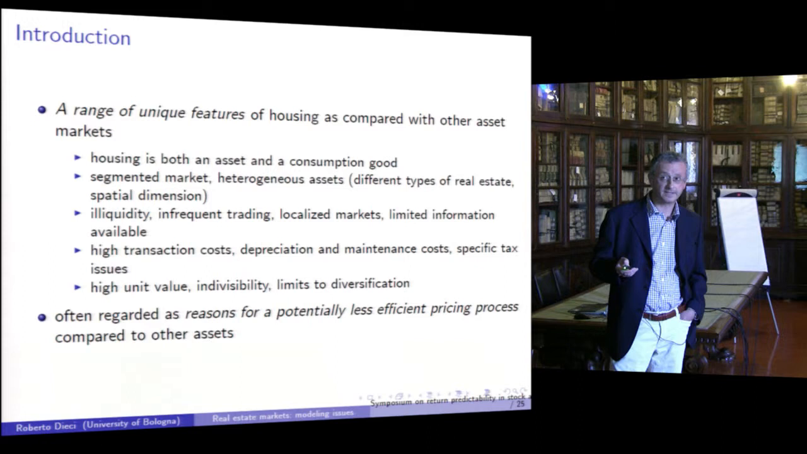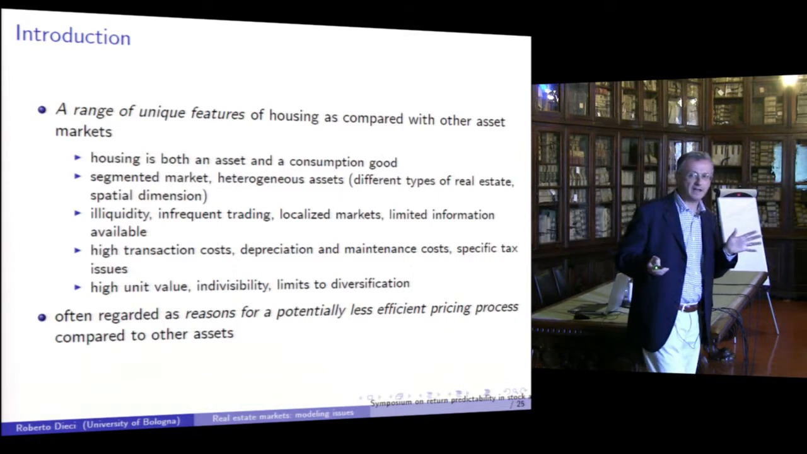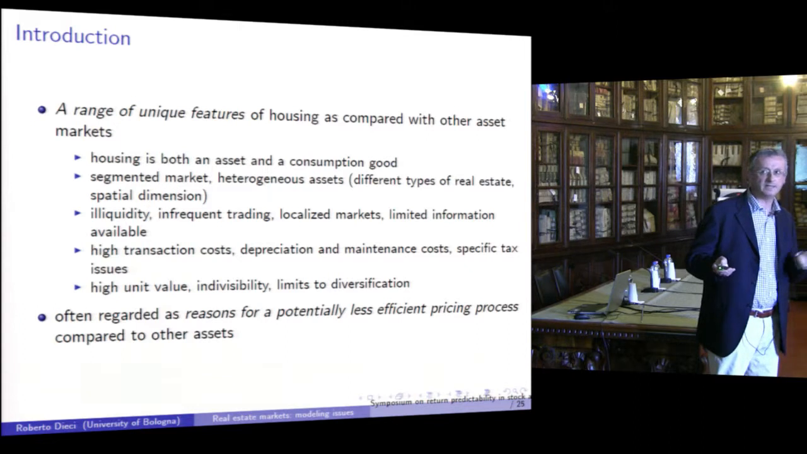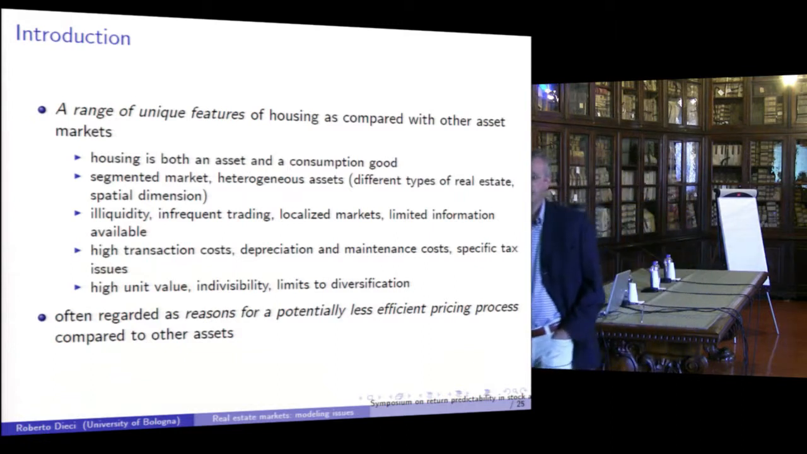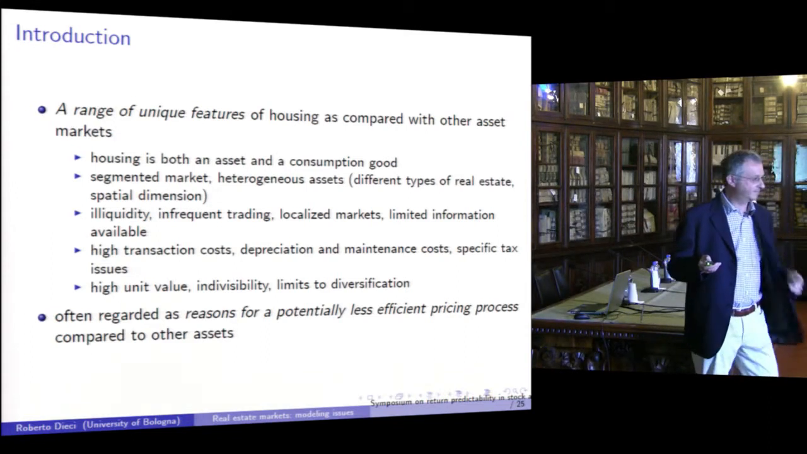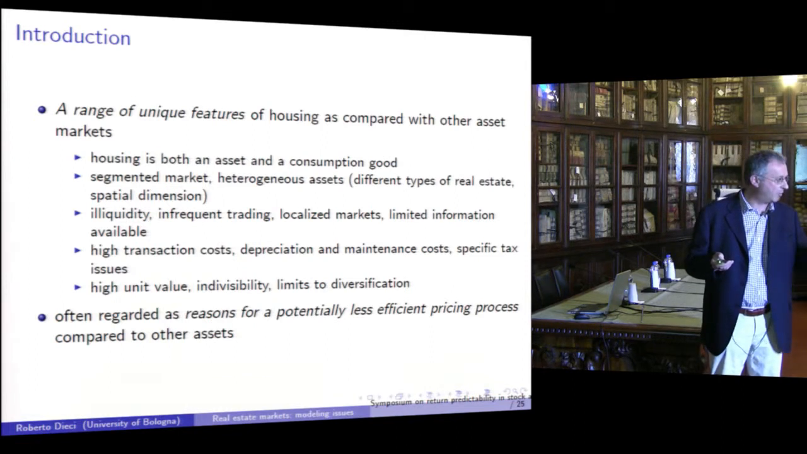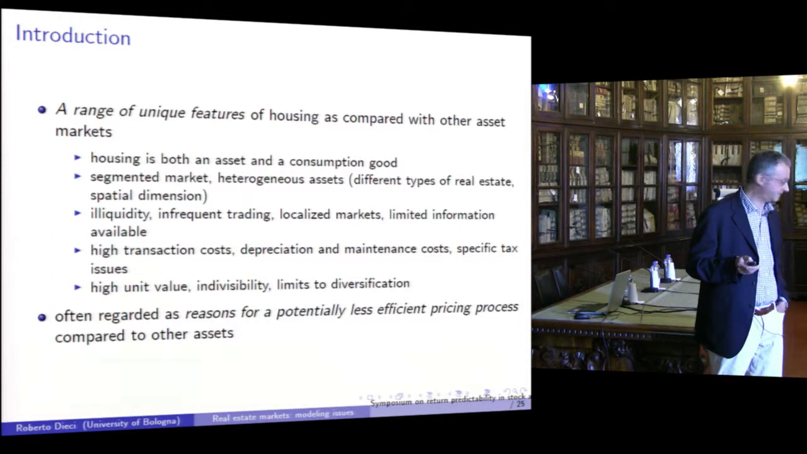There are high transaction costs, depreciation, maintenance costs, specific tax issues, and also high unit value of the asset, so the issue of indivisibility and limits to diversification. That's because many people are homeowners, and therefore their portfolio, their wealth, is biased towards housing, just because they have to live somewhere and they own their house. And these features are often regarded by the literature as reasons for a potentially less efficient pricing process compared to other asset markets.